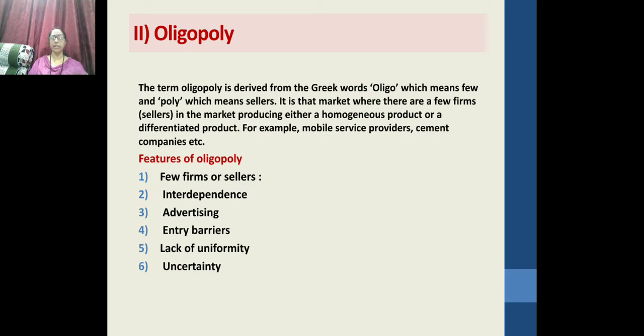So oligopoly market means what it is. Oligo, we said that oligo means few. So in the oligopoly market, there are few sellers selling same or different. It is not that it's homogeneous, same. एक जैसा प्रोडक्ट भी बेच सकते हैं, अलग भी बना के बेच सकते हैं. उसका फीचर्स 6 फीचर्स है. फर्स्ट, फ्यू फर्म्स और सेलर्स, interdependence, advertising, entry barriers, lack of uniformity, uncertainty. So these are the 6 features of oligopoly.